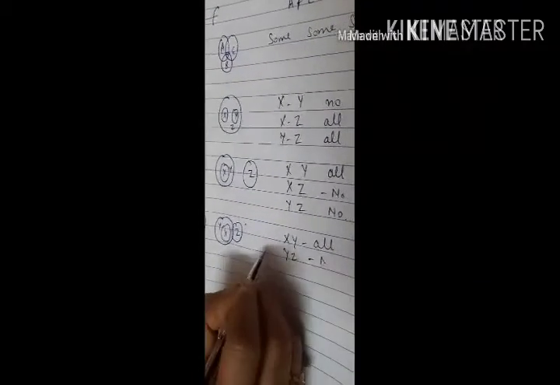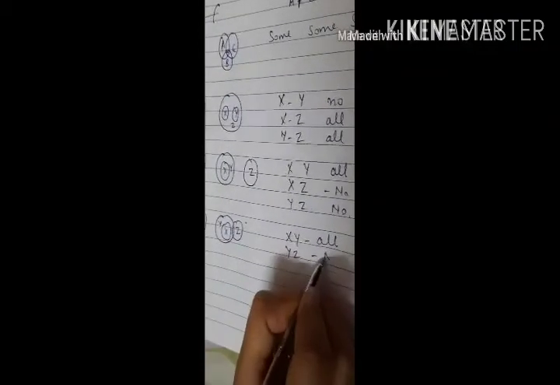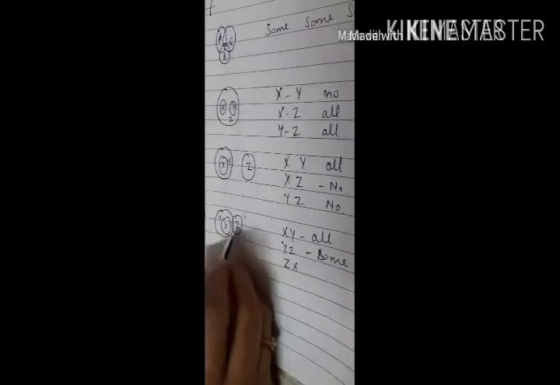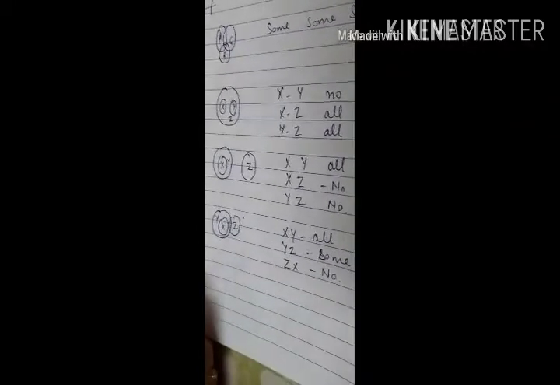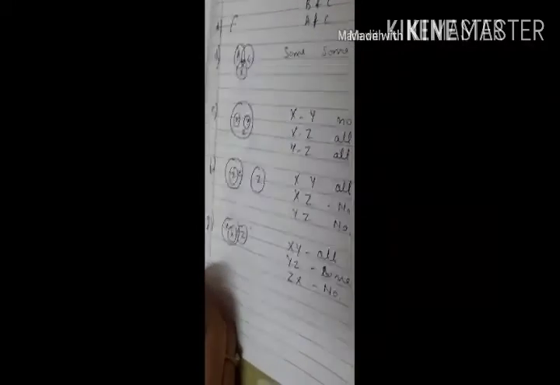Next is we have, if this is X, this is Y, and one more intersecting is there which is Z. So in such cases X and Y will have the relation of all, Y and Z will have some relation because these two are intersecting, so it will have some, and Z and X, these are, you can see, separate circles, so they will have no relation. Okay.